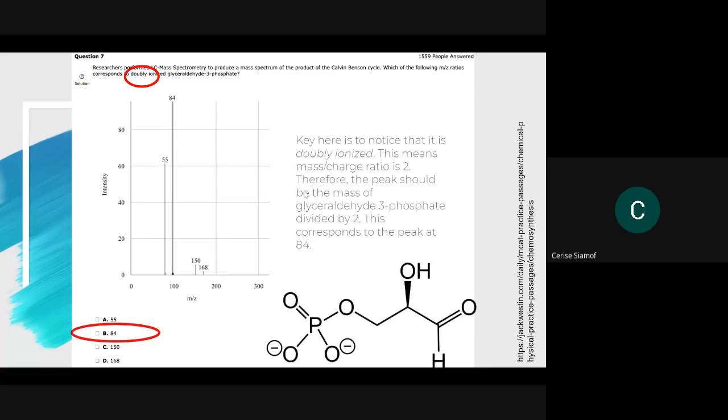So this is the structure of glyceraldehyde 3-phosphate. And we know that if it's doubly ionized, the mass to charge ratio should be 2. So the peak should be the mass of glyceraldehyde 3-phosphate, which is pictured here, divided by 2. So if you calculate the molar mass of glyceraldehyde 3-phosphate, you should get somewhere around 170. And if you divide that by 2, you should get 84. So the peak that we're concerned with would be the peak at 84.